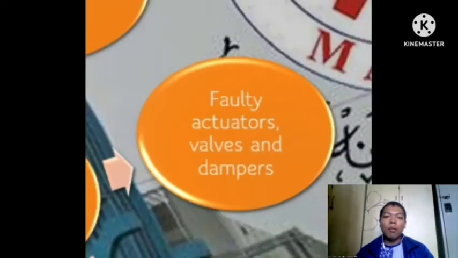The second one is faulty actuators, valves and dampers. The valves and dampers control the flow of water and air to the heat exchange medium for efficient utilization or rejection of heat. It is essential that the actuators for the valves and dampers operate properly. When an actuator jams, falls out of alignment or fails, it will affect the transfer of heating and cooling, which results in loss of efficiency and potential damage to the HVAC equipment.